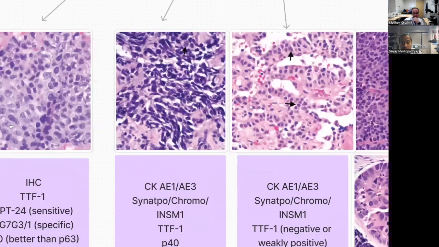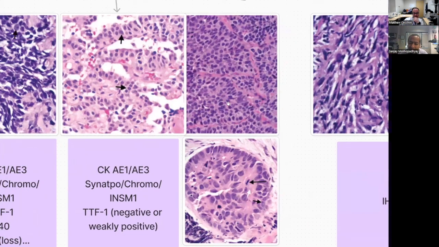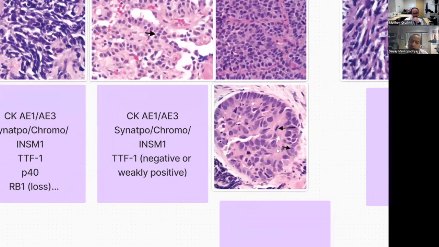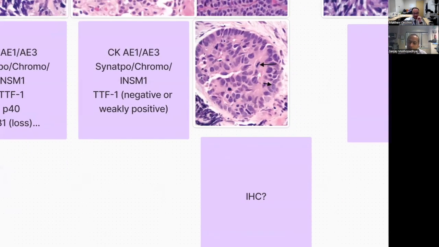But in the next one that you showed, the last one, I think there's a little peripheral palisading, there's a little granular chromatin. You can see high mitotic activity. There might have been necrosis elsewhere. There, I think this could be a high-grade neuroendocrine carcinoma, and there it's reasonable to do immunostains.